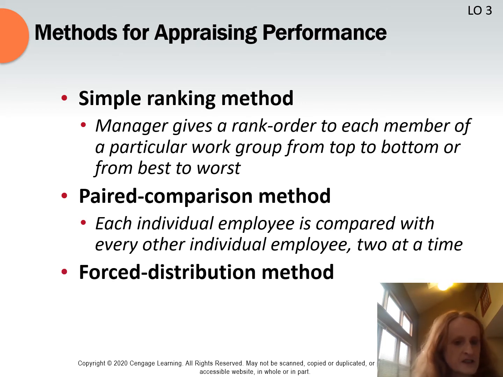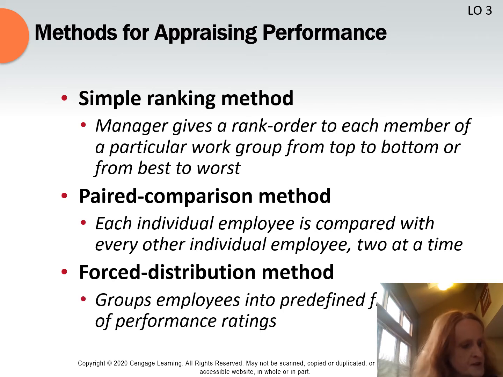Then there's one called a forced distribution method. Groups of employees are put into predefined frequencies of performance ratings. These frequencies are determined by the organization in advance and are imposed by the rater. For example, if 20% of all employees are not performing to standard, 60% are meeting expectations and standards, and 20% are truly outstanding, managers can then classify their employees into any one of these three groups, either below standard, at standard, or above standard. But the percentages assigned to each group must be specified in a forced distribution method, when it's forced.